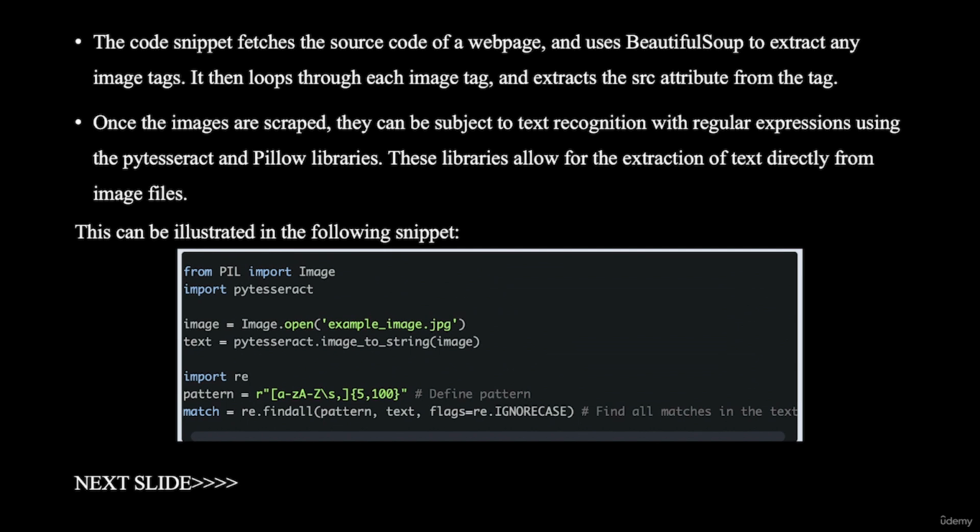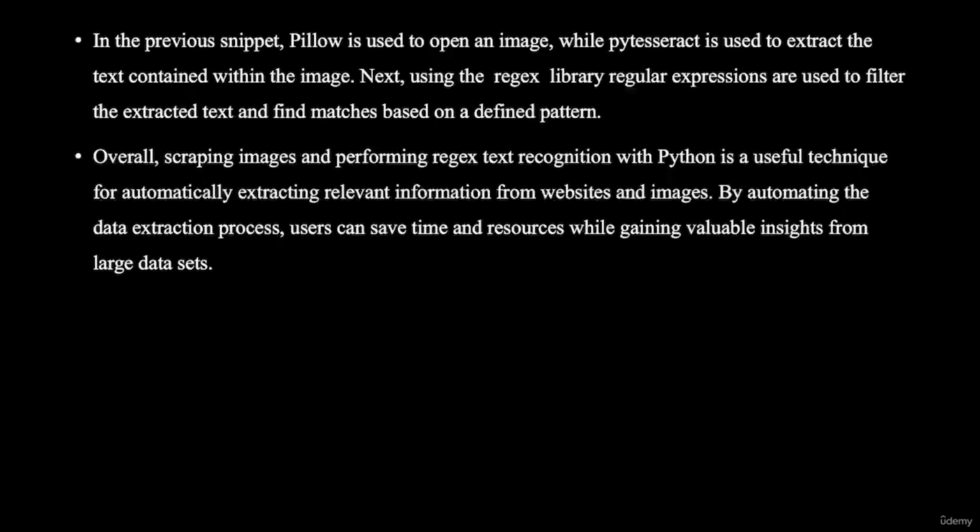The next line will define a regular expression pattern that matches any sequence of letters, white space, or commas that is between 5 and 100 characters long. And the last line will find all matches of the regular expression pattern in the text variable and store them in the match variable, ignoring case. Now, you could, before that, compile your regular expression using the compile method and iteratively use it in multiple parts of your program.